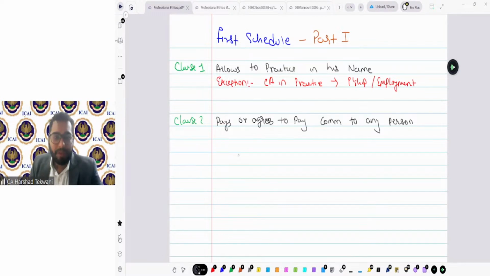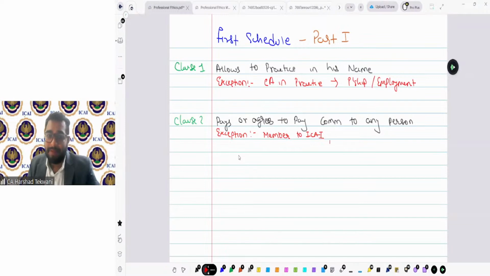Exception. That is a member of the institute. He can pay to a member of the institute, subject to certain conditions we will see, and a specified person. We'll see what a specified person is as per the regulations. The specified person is something specified in the regulation, and we'll see it when we discuss the clause.